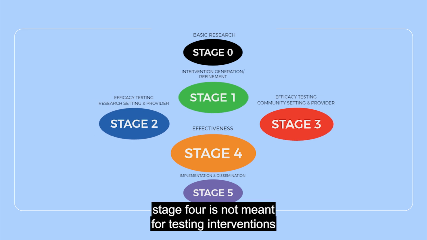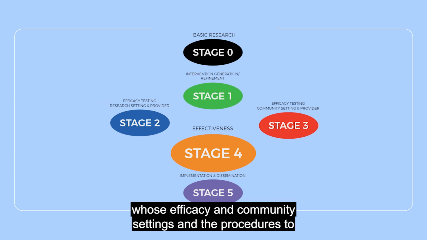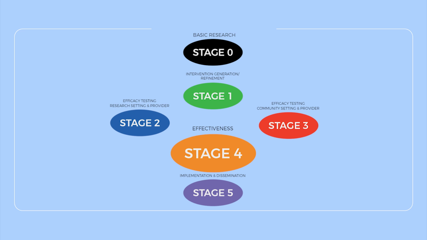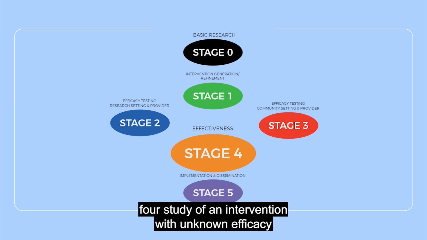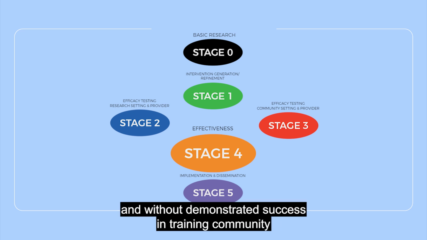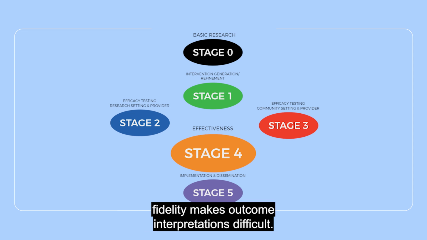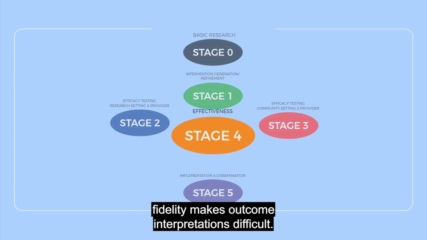Stage 4 is not meant for testing interventions whose efficacy in community settings and the procedures to train community interventionists have not yet been established. Conducting a Stage 4 study of an intervention with unknown efficacy and without demonstrated success in training community interventionists to achieve fidelity makes outcome interpretations difficult.